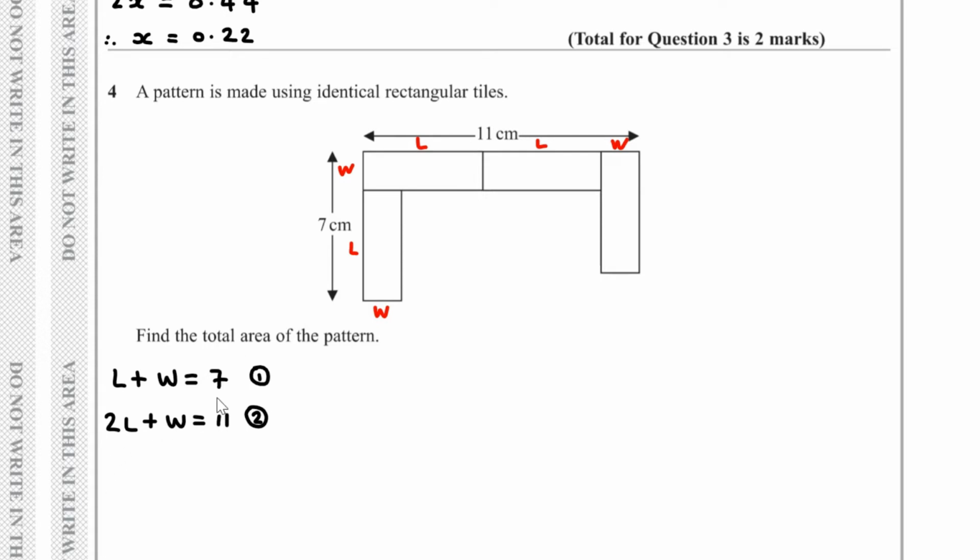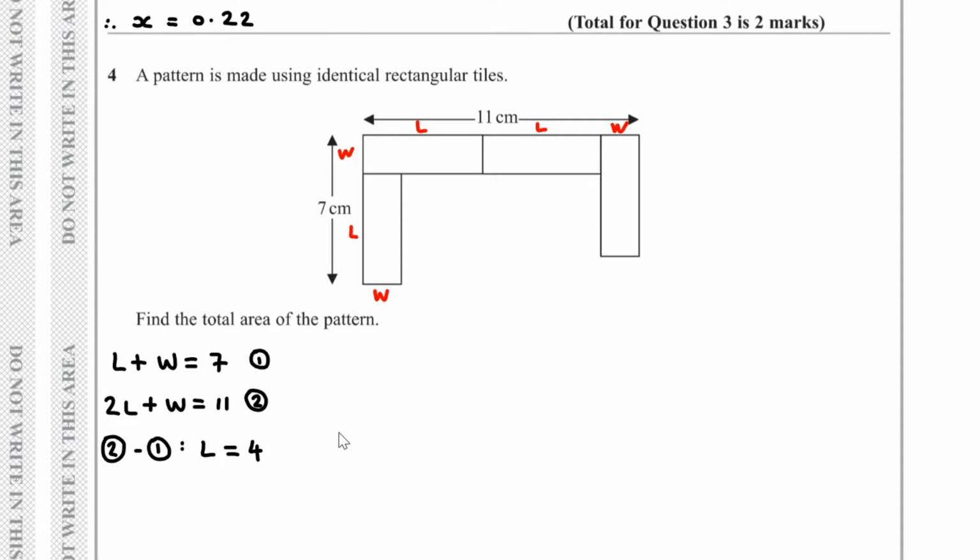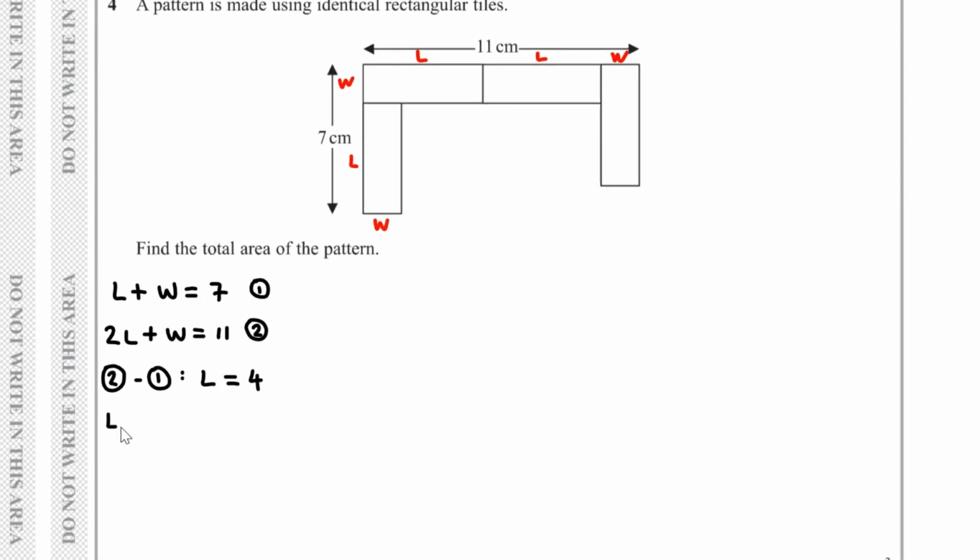And if we subtract these from each other, so if we do equation 2 take away equation 1, you can see 2L take away L is equal to L. W take away W is equal to 0W. 11 take away 7, that's 4. So L is equal to 4, and knowing that L is equal to 4, we have 4 plus W equals 7, and therefore W is equal to 3.